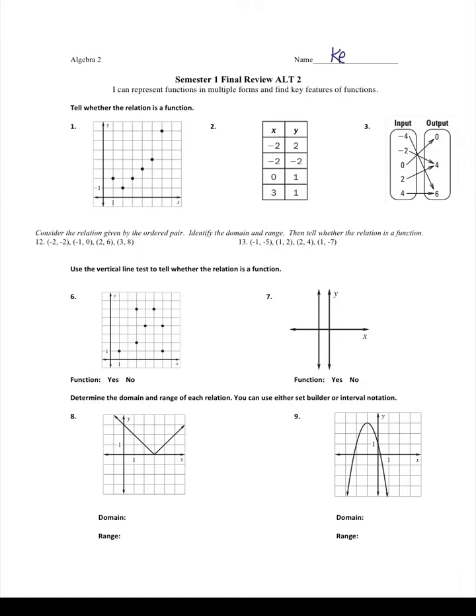For the first three problems, we're looking to see if any input has two different outputs. The first one is a function because it passes the vertical line test. Number two, if we look at x, -2 shows up twice with two different y values, so that is not a function. Number three, every input has a unique output, so none of them repeat, so that is a function.